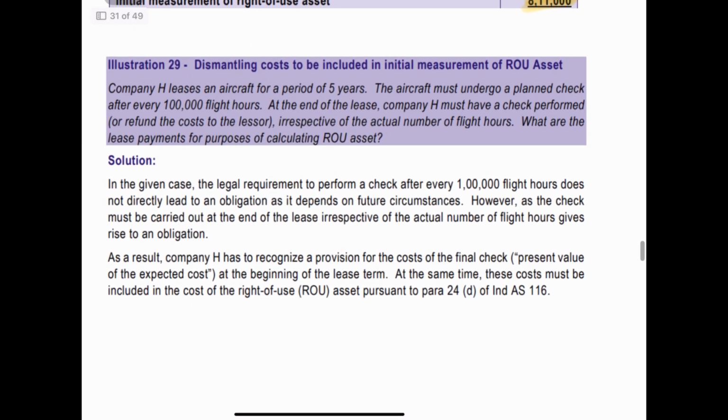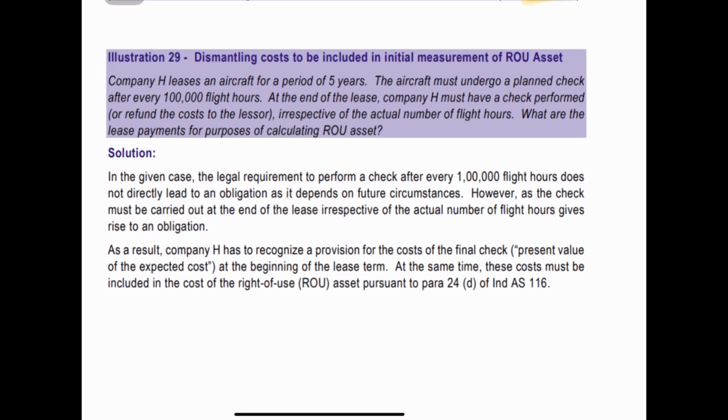Okay, so we'll take one more example. So here company H leases an aircraft for a period of 5 years. The aircraft must undergo a planned check after every 100,000 flying hours. At the end of the lease, company H must have the check performed or refund the cost to the lessor irrespective of the actual number of flight hours. So what are the lease payments for the purpose of calculation of the ROU asset?